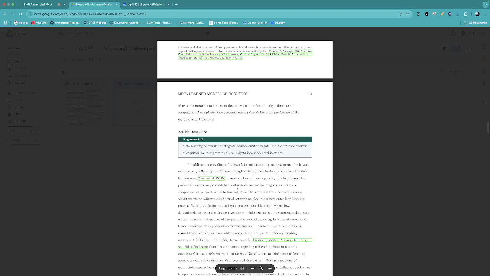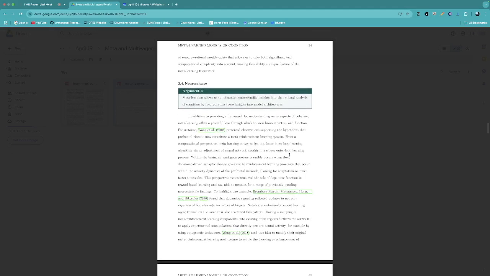Then argument 4, which is neuroscience. And that argument is meta-learning allows us to integrate neuroscientific insights into the rational analysis of cognition by incorporating these insights into model architectures. So now we're getting from sort of Bayesian inference, the sort of details of that, to computational complexity, and now to sort of the architecture itself, which is biologically inspired. In addition to providing a framework for understanding many aspects of behavior, meta-learning offers a powerful lens through which to view the brain structure and function that we're interested in. For instance, Wang presented observations supporting the hypothesis that prefrontal circuits may constitute a meta-learning reinforcement algorithm, or a Meta Reinforcement Learning system.